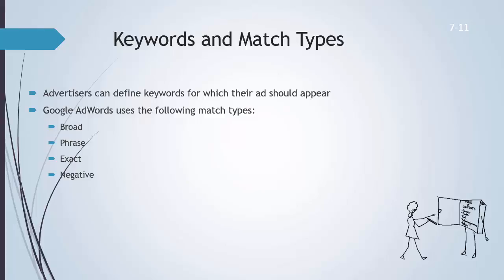So there might be a broad type. So let's say you're looking for tennis shoes. So broad might be regular tennis shoes, might be tennis sneaker, history of tennis shoes, some kind of phrase that has shoes or tennis in there, and that would come up.